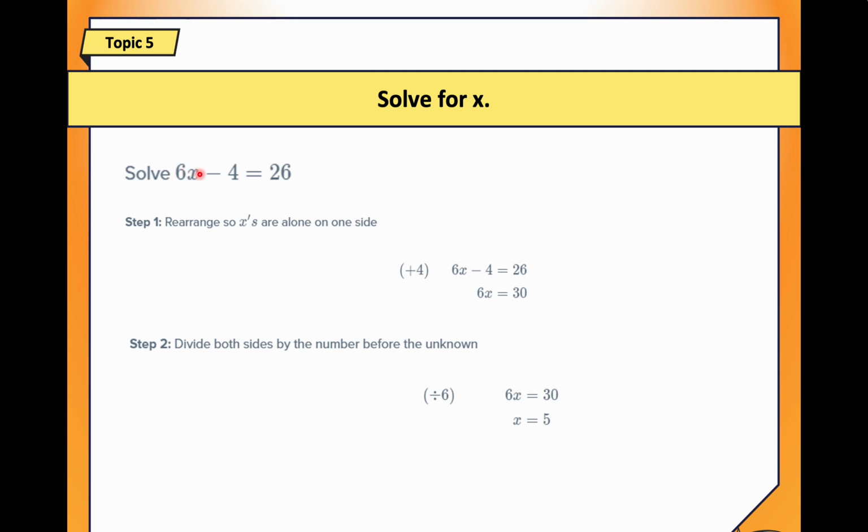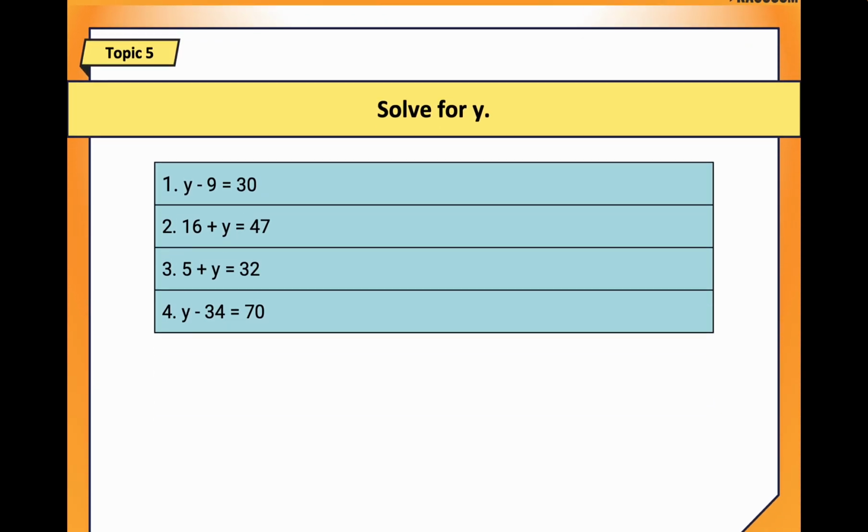Basically, you might not need to worry about the last statements. But if I have an equation like this, first of all, I rearrange so that all the terms containing x are alone on one side. Then I go ahead and divide both sides by the number before the unknown. So x is my unknown. I will divide this by 6, this also by 6, to get my value of x as 5.